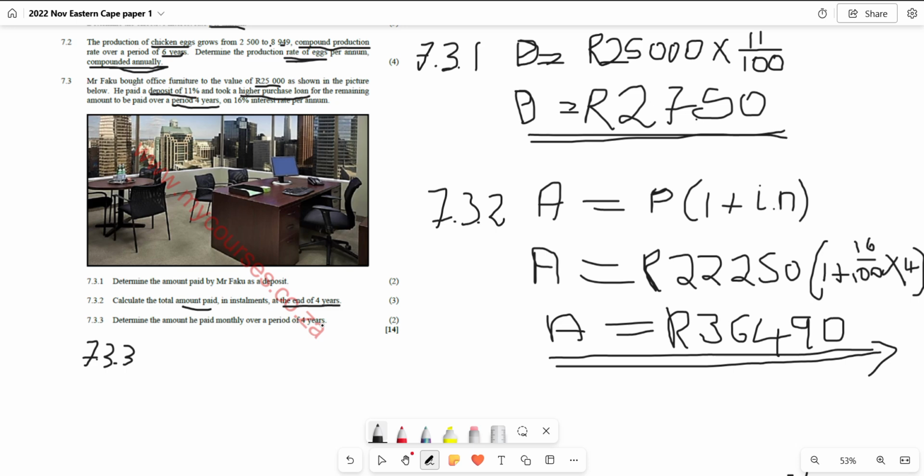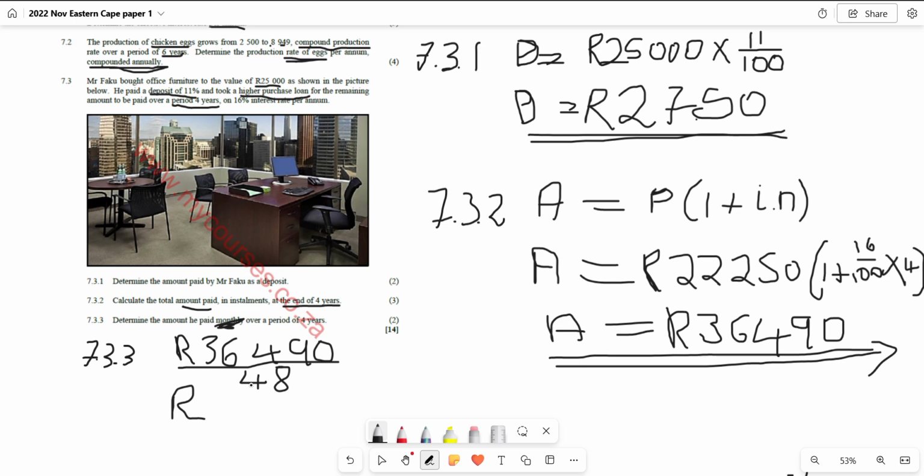Then for us to calculate the monthly installments, we are going to take the total amount that Mr. Faku paid for that period of 4 years. In this case, he paid a total amount of 36,490. We are going to divide by the number of months. Why? Because it says on a monthly basis. How much is he expected to pay on a monthly basis? There are 48 months in 4 years, so we divide by 48. This is going to give us how much he is expected to pay every month.